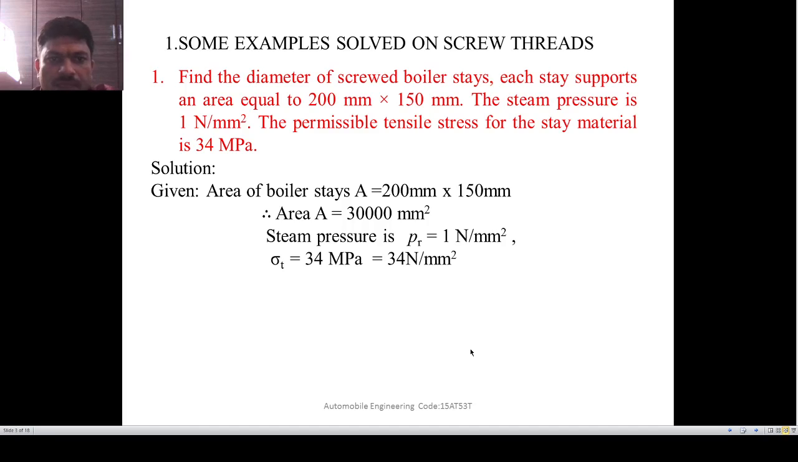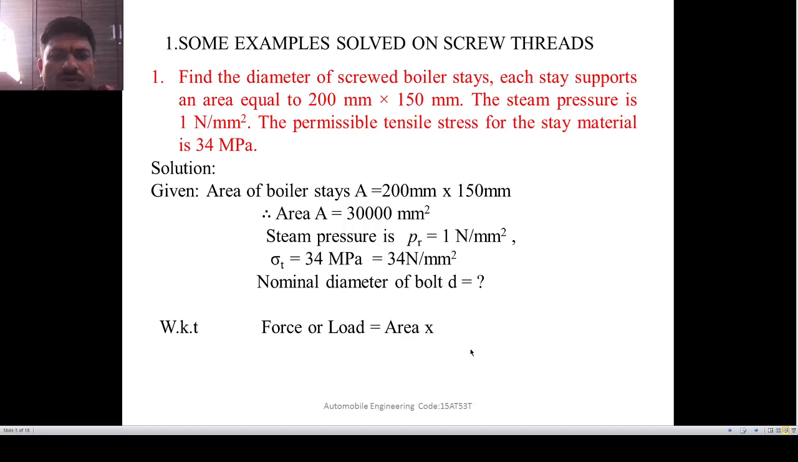Here we have to find out the tensile load acting on the boiler stay. As we discussed in the previous session, force or load is equal to area into pressure. This is from the basic definition of pressure: pressure is nothing but force or load per unit cross sectional area. We want the tensile load acting on the boiler stay, therefore force or load is equal to area into pressure.